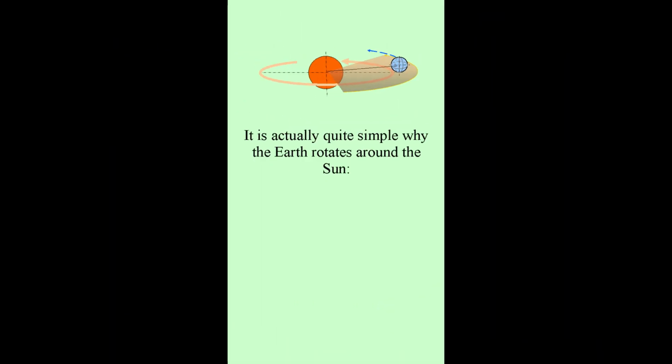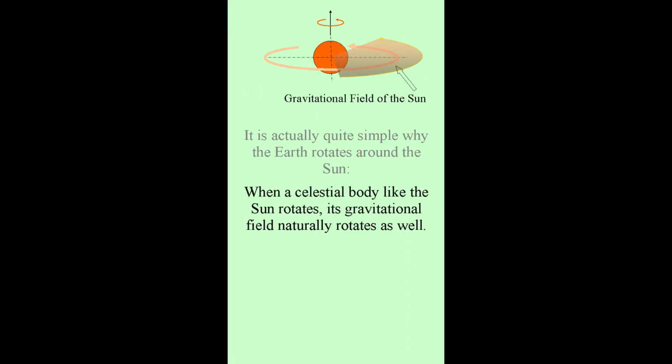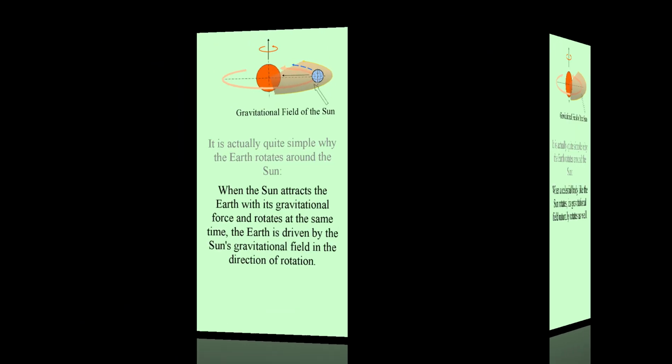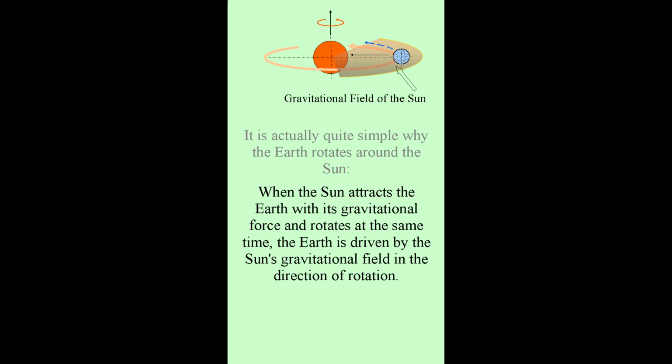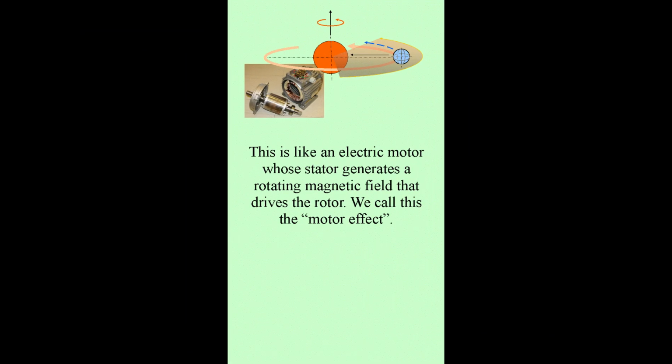It is actually quite simple why the Earth rotates around the Sun. When a celestial body like the Sun rotates, its gravitational field naturally rotates as well. When the Sun attracts the Earth with its gravitational force and rotates at the same time, the Earth is driven by the Sun's gravitational field in the direction of rotation. This is like an electric motor whose stator generates a rotating magnetic field that drives the rotor. We call this the motor effect.